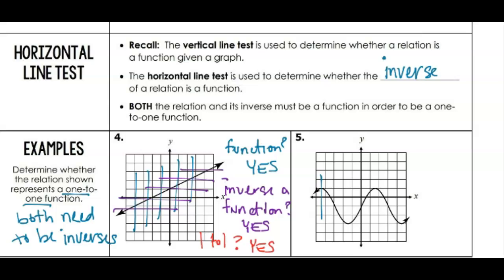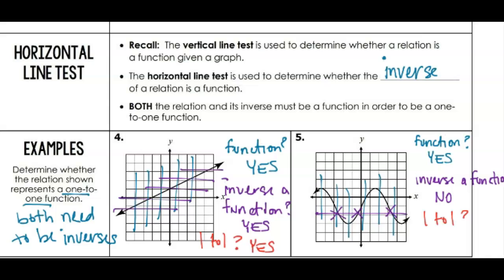Okay. And now, if you look at the other graph, notice that if we do a vertical line test, clearly that graph is a function. However, if you draw a horizontal line, notice that it crosses in more than one place, which means the inverse is not a function. So this is going to be a no, which means that it is not one-to-one. So that is the way that we identify whether a function is one-to-one or not: we need to know, is the inverse a function?